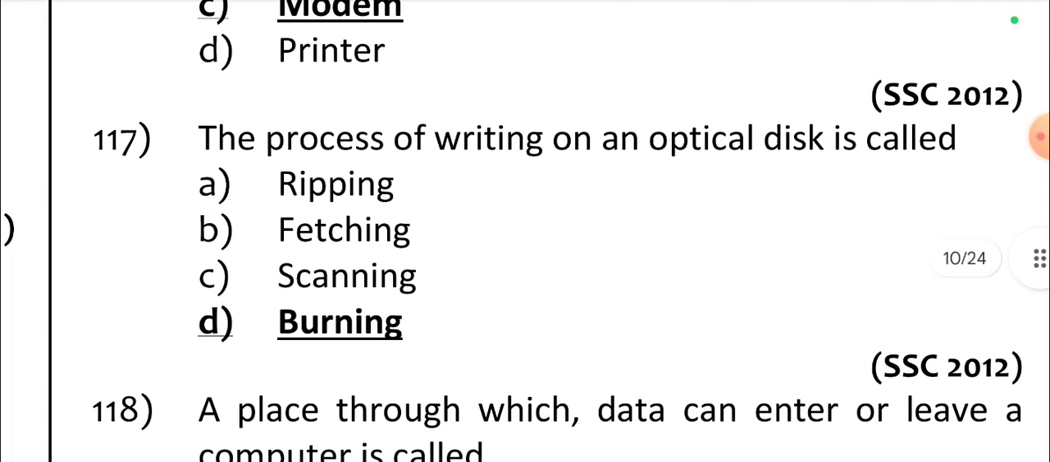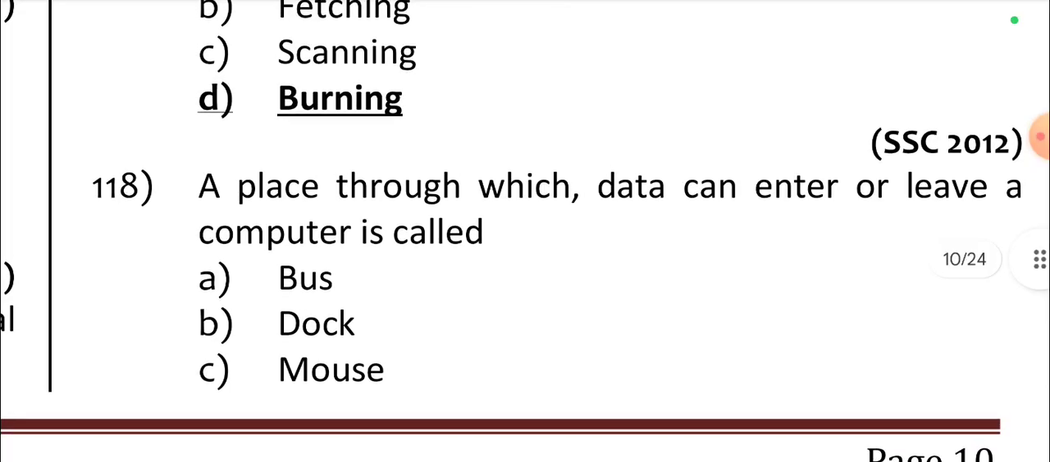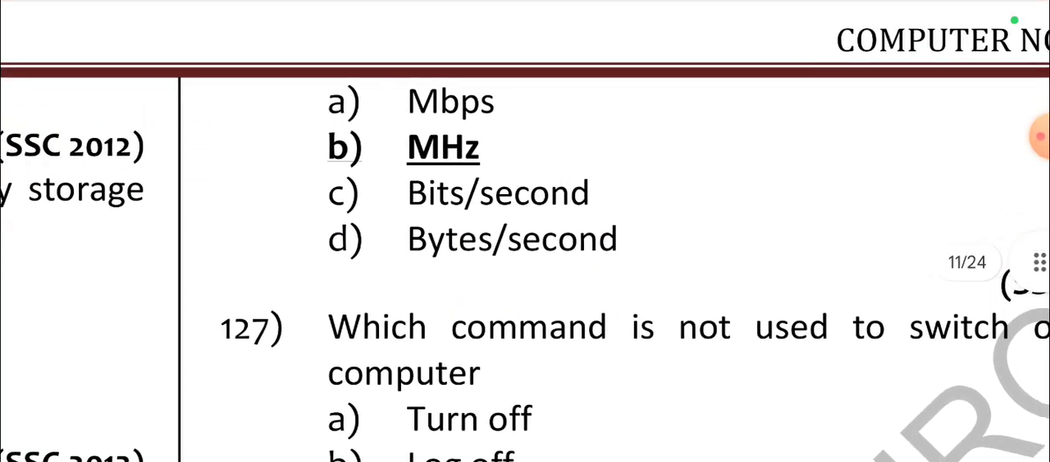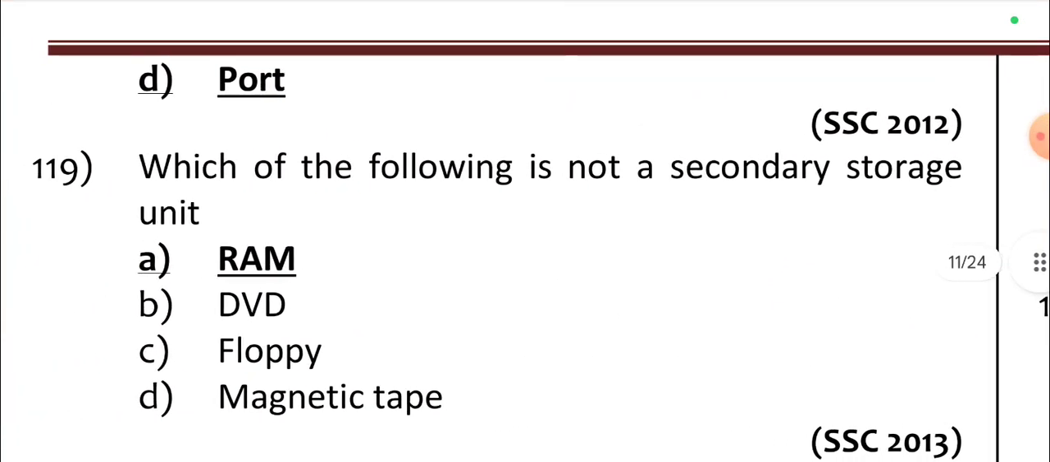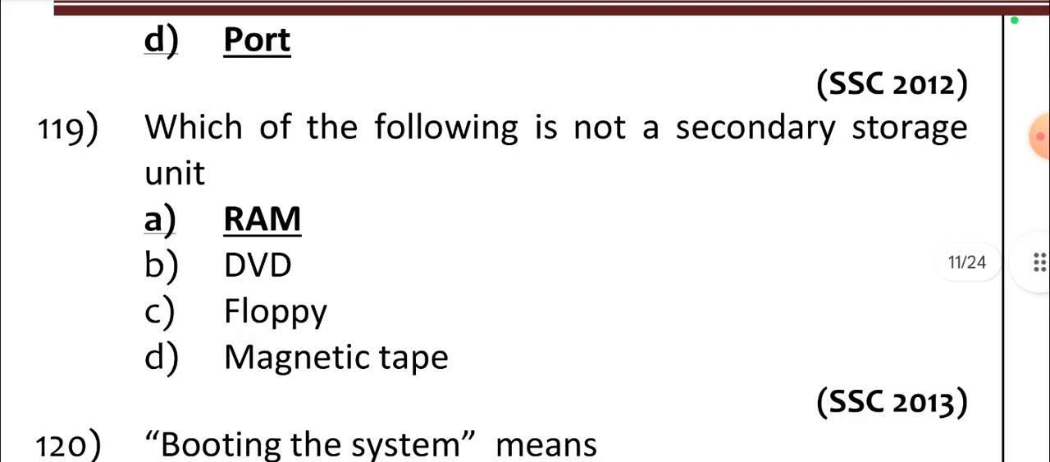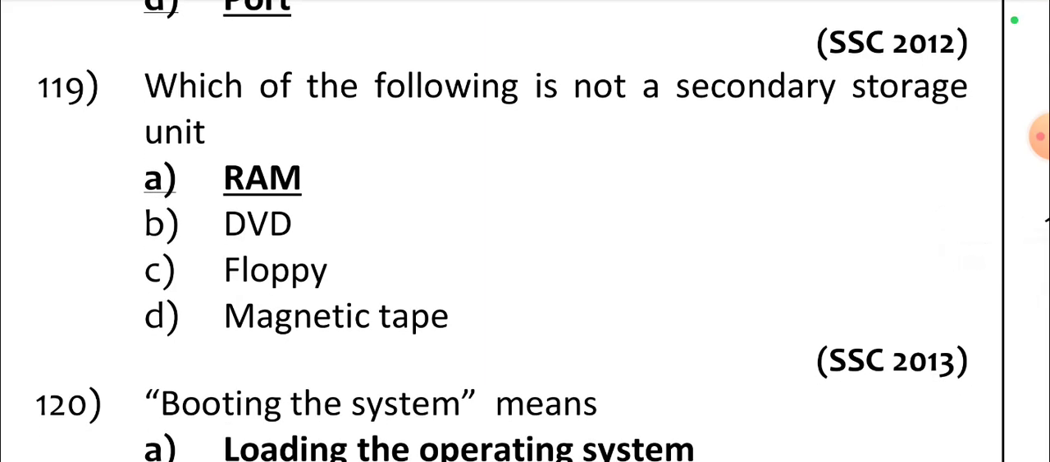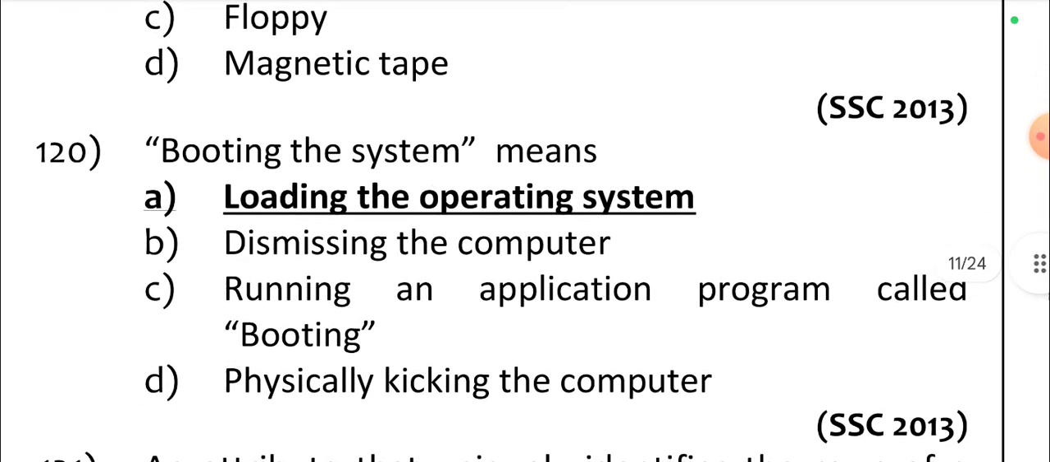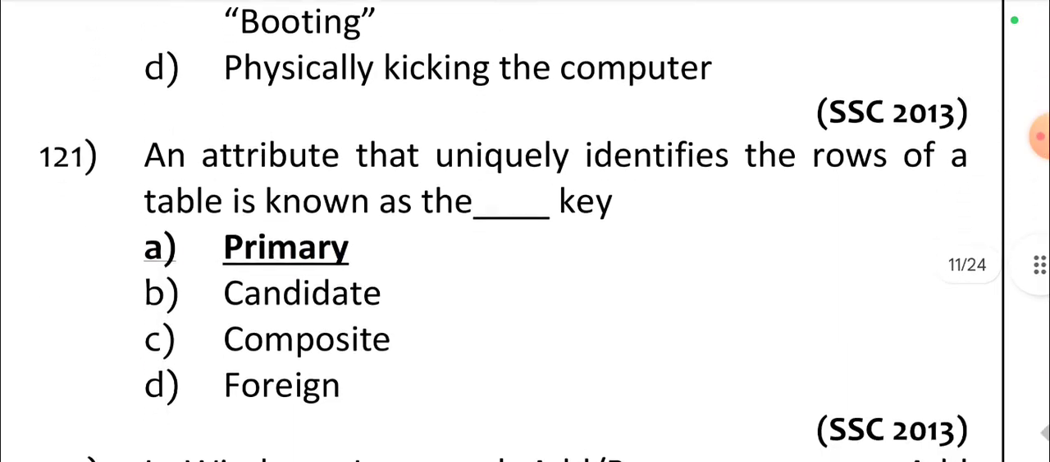A process of writing on an optical disk is called burning. A place through which data can enter or leave a computer is called a port. Which of the following is not a secondary storage unit? RAM. Booting the system means loading the operating system.